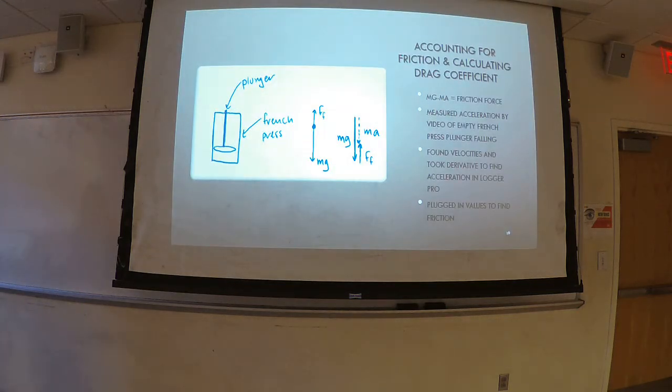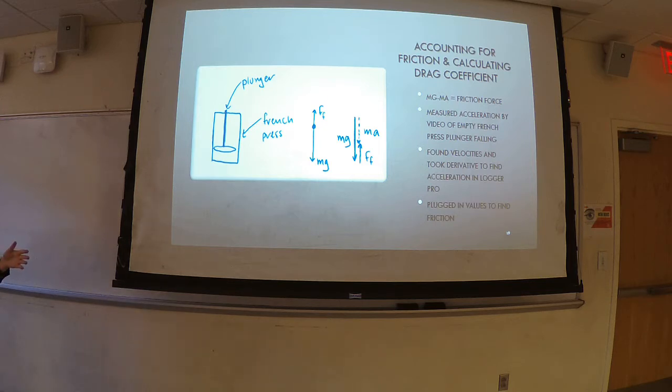In the French press, friction is not negligible, and so we were able to calculate the friction in our French press by creating a force diagram. We took the moment at which the French press is accelerating, or the plunger is accelerating through the French press without any liquids inside of it.